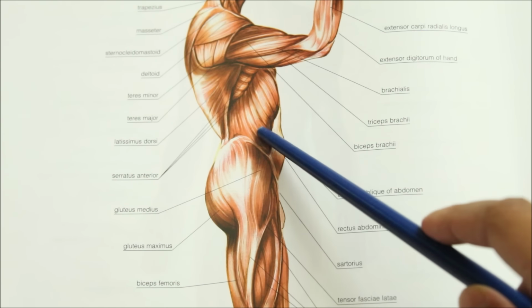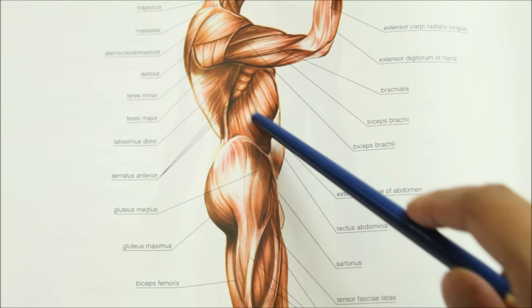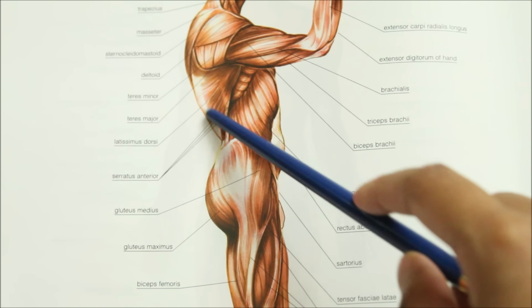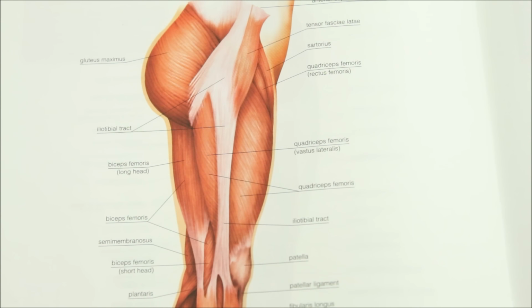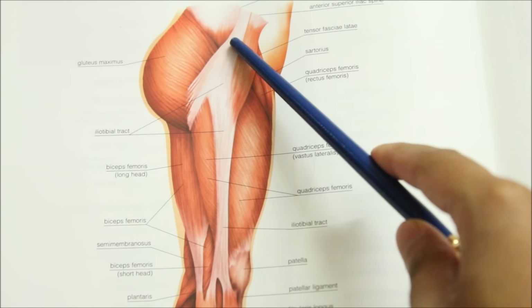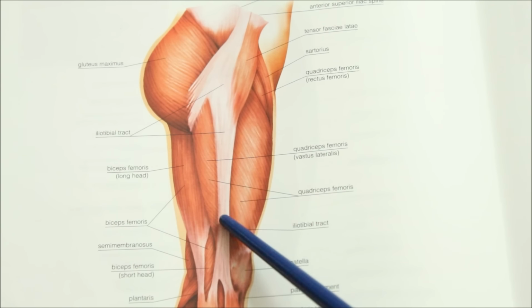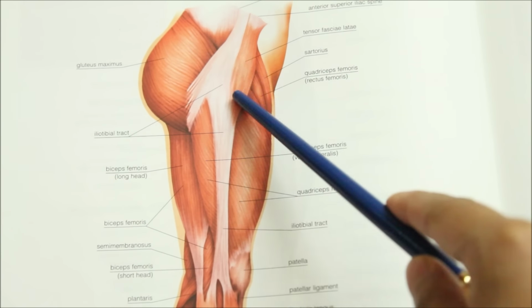The muscle you see here is the external oblique of the abdomen. This muscle is the latissimus dorsi. This is the lateral view of the right lower limb. This is the iliotibial tract, and this is the tensor fascia lata.